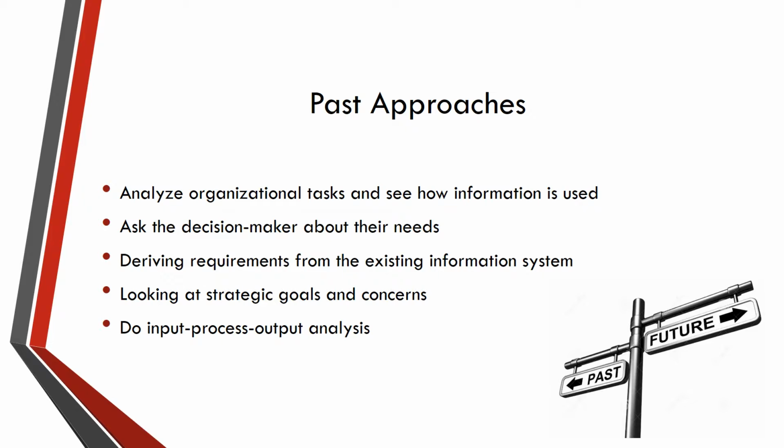Several different approaches have been used in the past in an attempt to improve the ability to understand information needs. Organizations would analyze organizational tasks and see how information was used. They would ask the decision maker about their needs. They would derive their requirements from the existing information systems. And they would look at strategic goals and concerns, as well as doing input process output analysis. Although these approaches were appealing, many had weaknesses.